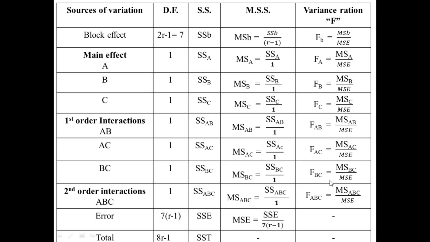If FBC is greater than critical value, then we reject hypothesis H naught BC, that is interaction effect BC is significant. And if FABC is greater than F with 1 and 21 degrees of freedom at the given alpha % level of significance, then we reject our hypothesis H naught ABC, that is interaction effect ABC is significant. So this is about statistical analysis of 2-cube factorial experiment when we confound all interaction effects. Thank you.